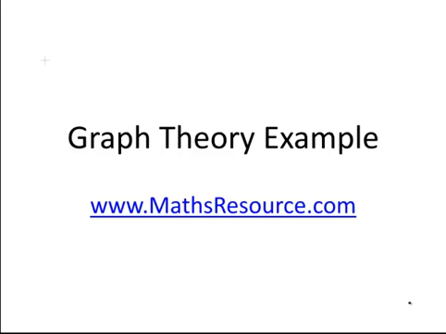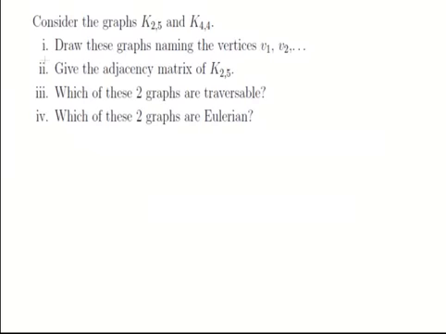This is a graph theory example where we're going to look at Eulerian paths, Eulerian circuits, and traversable graphs. Draw the graphs K2,5 and K4,4. So these are bipartite complete graphs. Draw these graphs out and name the vertices.